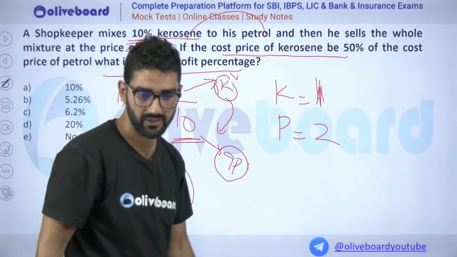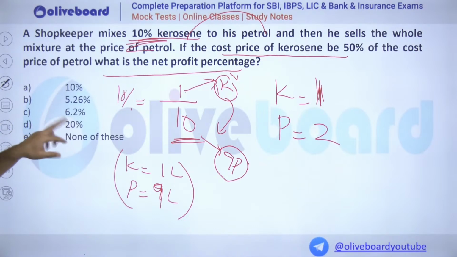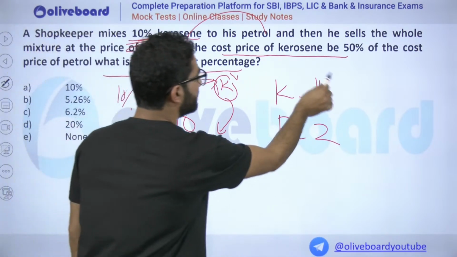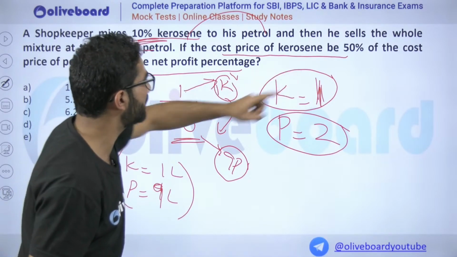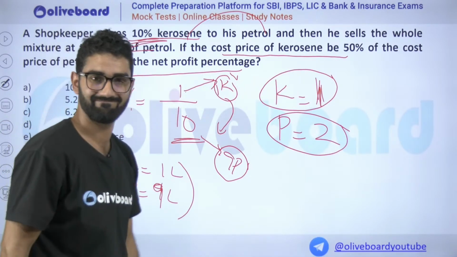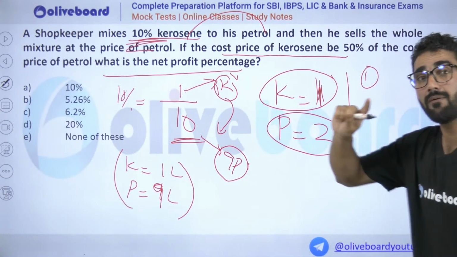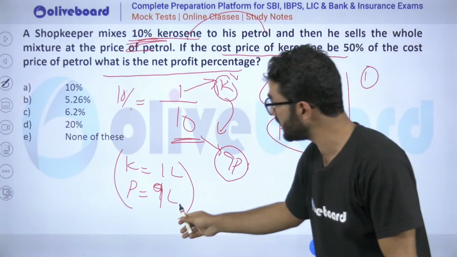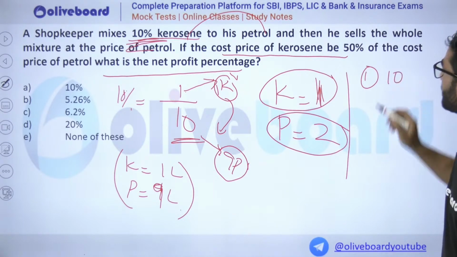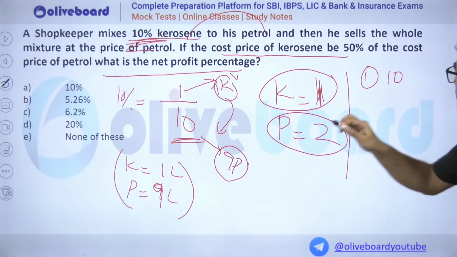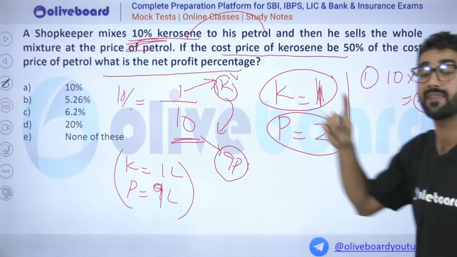Now what are we going to calculate? Now see, this cost is given, a 50% cost, and we need the profit percentage. First condition: if he sells only petrol, what will be the cost price? There are 10 liters, the 10 liters of petrol multiplied by 2. It should be 20 rupees cost price for the seller.